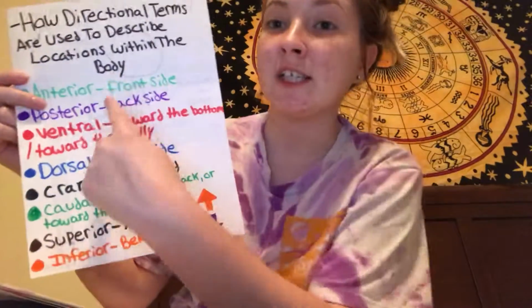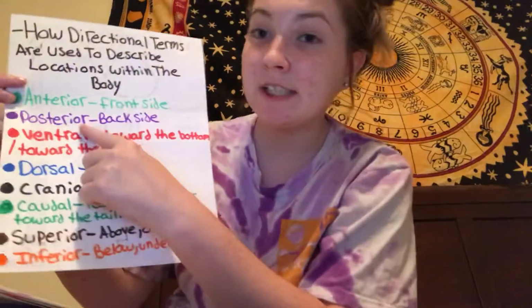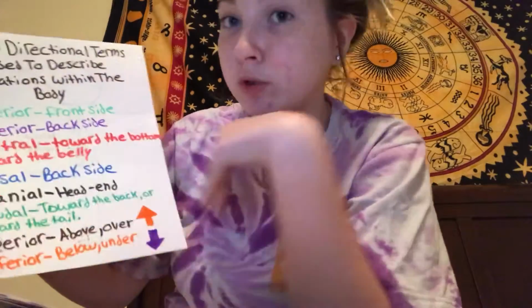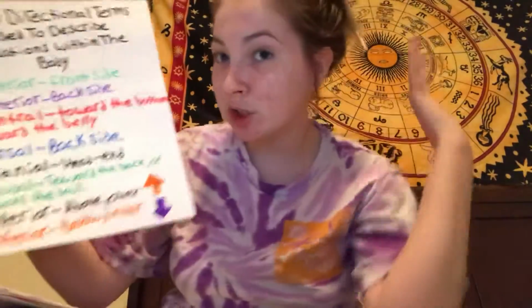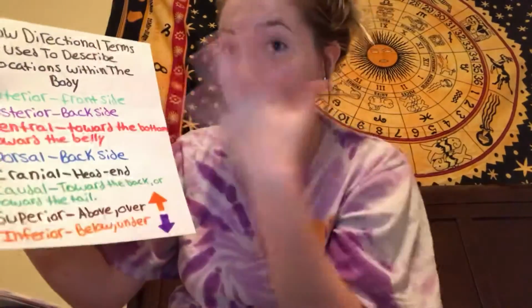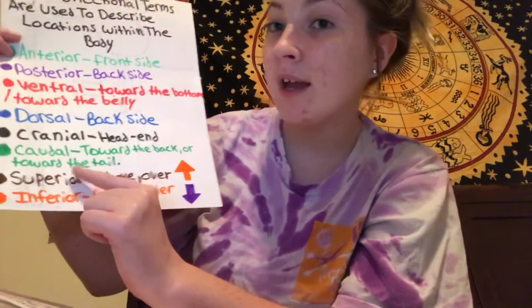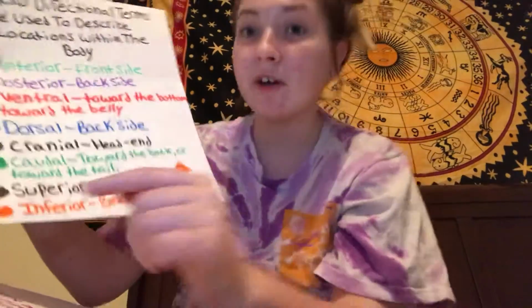I am going to show and explain how directional terms are used to describe locations within the body and how body systems are organized. So, to start with, the anterior is your front side, posterior is your back side, ventral is towards the bottom or towards the belly, dorsal is your back side, cranial is your head end, caudal is towards the back or towards the tail, and superior is above or over, and inferior is below or under.